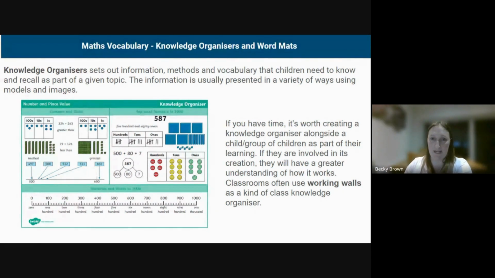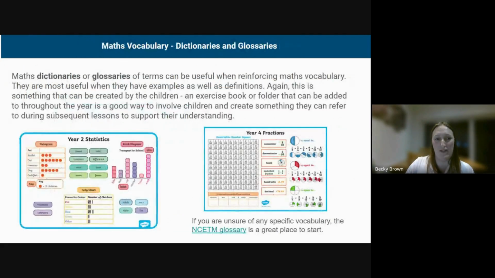We're adding to it all the time. We're putting our representations on it. We're maybe using it to help us answer questions. We might put some vocabulary on there. We might stick some manipulatives up there. A working rule is effectively a giant knowledge organiser. So if you can get the children involved in knowledge organisers, they're going to be a lot more engaged than if you're just handing them a piece of paper. Although I appreciate having time to do that isn't necessarily something we've got in a classroom these days, knowledge organisers are a perfect way to reinforce vocabulary.